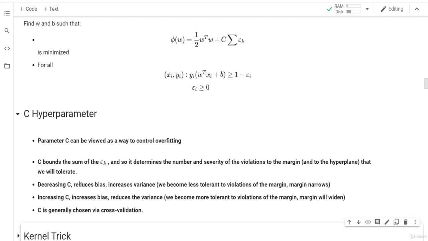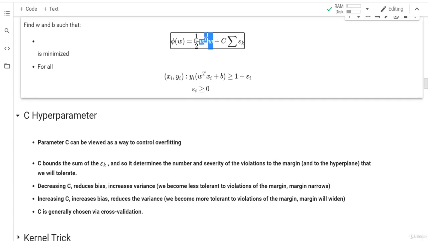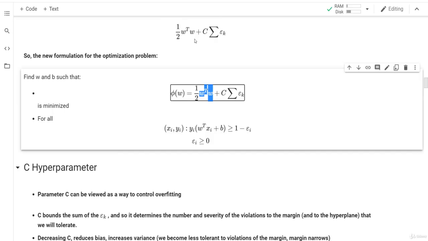If we decrease C, then we are reducing the bias and increasing the variance. If we increase the variance, this means we are increasing the chance of overfitting, right? So this also means we become less tolerant to violations of the margin. So the margin will be narrower and narrower and narrower, right? If we make C equal to 0, so we are decreasing C more and more, we will go in the direction of hard margin.